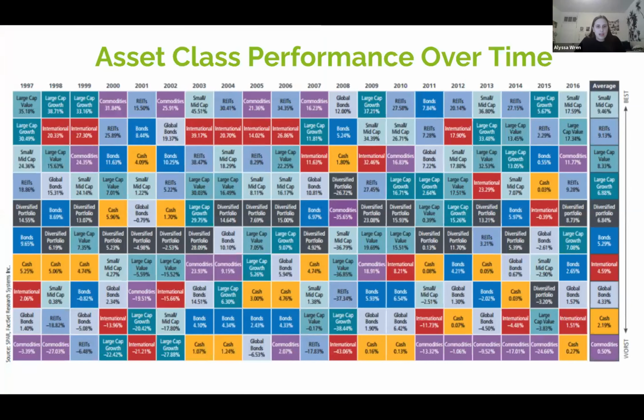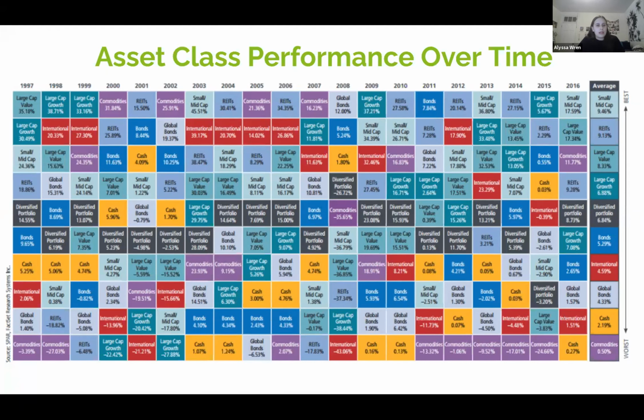Okay, so this slide looks very overwhelming, but basically it's just showing asset class performance in a variety of years since 1987, and ranks the performance from best to worst. As you can see, it fluctuates a lot year over year. There are some asset classes that are inherently more risky than others. But there are some years that an asset will do the best and then it'll do the worst the year after. So it just shows you how much this fluctuates.